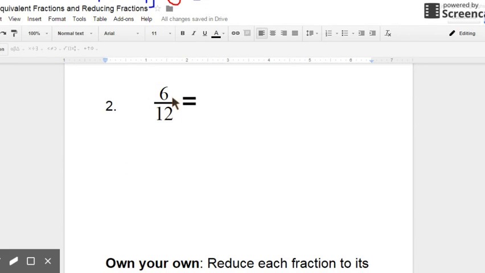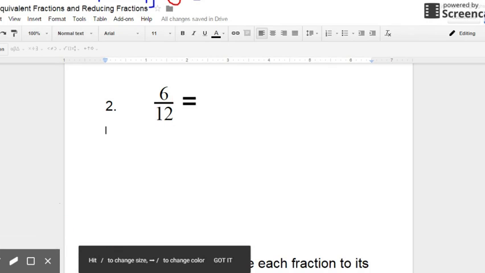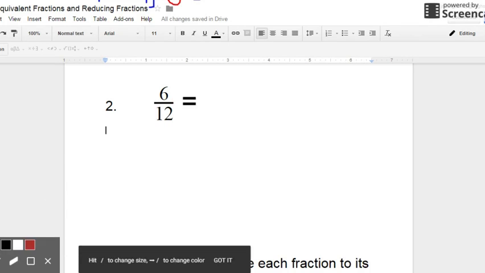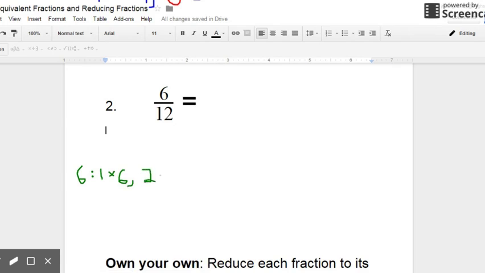So if we look at this, this is 6/12. We could go through and write out all the factors of 6. Oh, that's not 6, I'm going to erase that. Let's go ahead and put a 6 up there. All the factors of 6, which are 1 times 6 and 2 times 3. Well, that's a bad 3, let's fix that real quick. And 3.